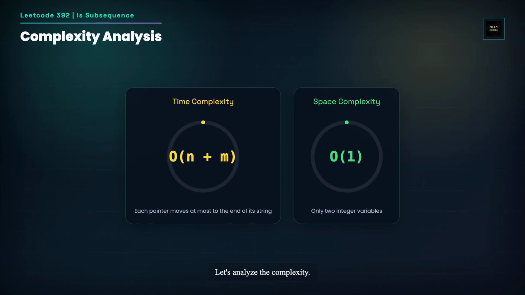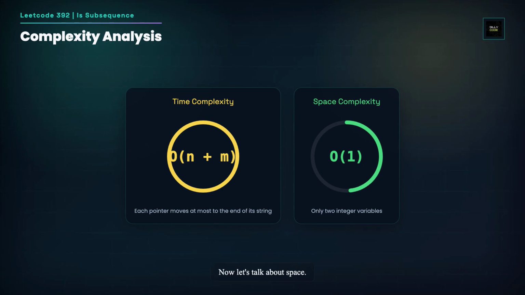Let's analyze the complexity. Pointer I only moves forward. Pointer J also only moves forward. Neither pointer ever moves backwards. Each character is visited at most once. So the total time complexity is O of n plus m, where n is the length of string S, and m is the length of string T.